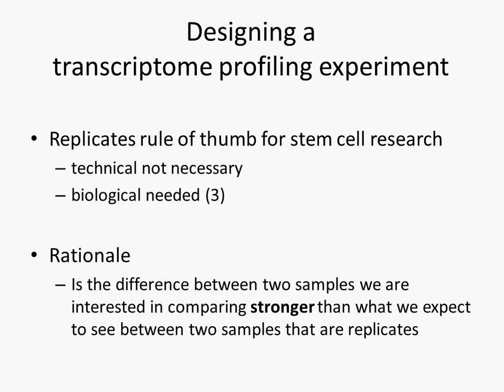The rationale is that what you really want to know is if the difference between two samples that we're interested in comparing is stronger than what we expect to see between two samples that are replicates. So if you are able to answer this rationale question, then you can decide whether you need biological replicates, but we are here comparing usually progenitor cells and iPSCs, and they tend to have similarities, not like brain or liver, and we recommend using biological replicates for that.